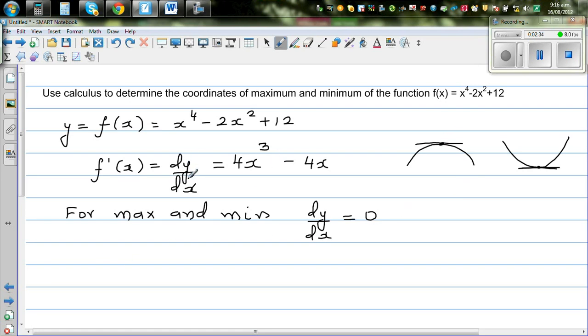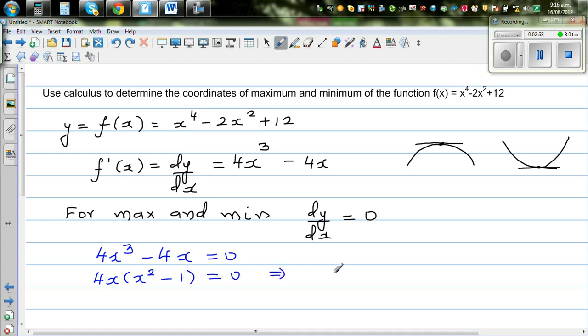We already found dy by dx, which is 4x cubed minus 4x. So this is 4x cubed minus 4x is equal to 0. Now we have to do a little bit of factorization. So what can you factor out? I can factor out 4x, so we get x squared minus 1 is equal to 0.